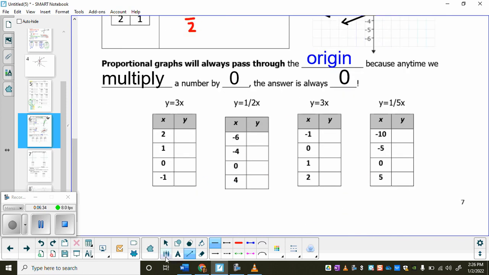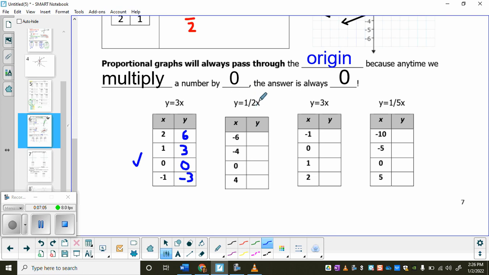All right, so let's just kind of practice again, proportional table of values. So if our equation is 3x, 2 times 3, my output would be a 6. If I had a proportional table and the equation was 3x, I would do 3 times 1 and get a 3. I would do 3 times 0 and get a 0. And I would do 3 times -1 and get a -3. Okay? So once again, here is the origin, 0, 0. It's right there.